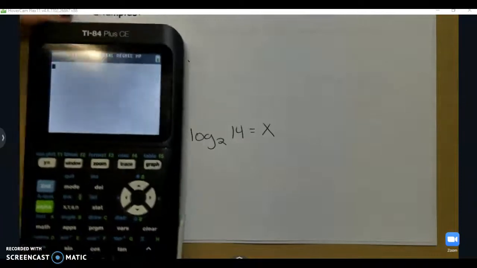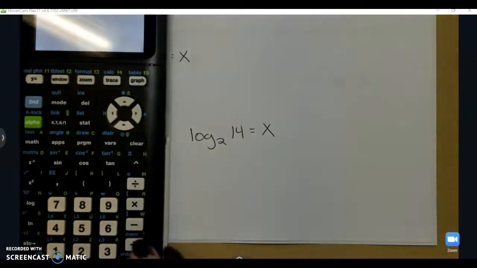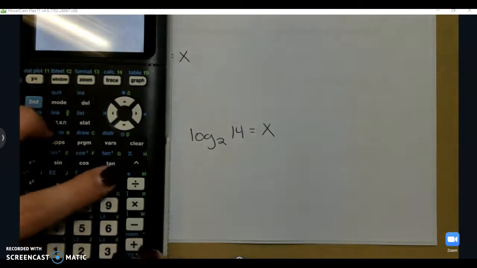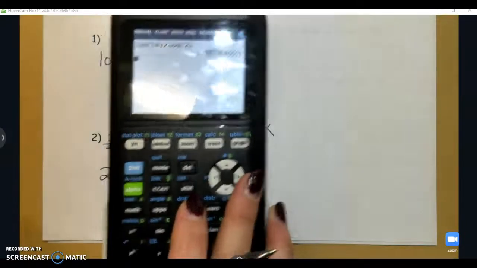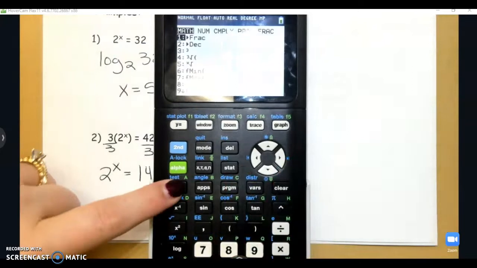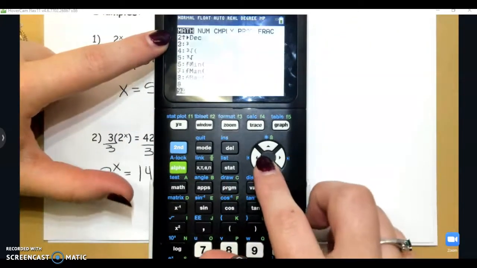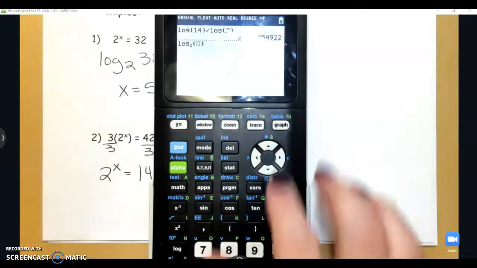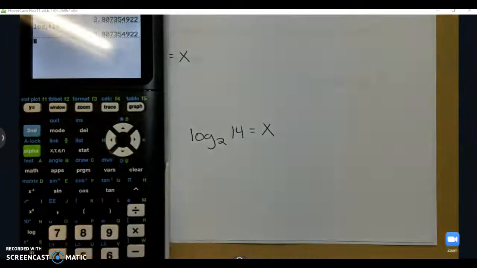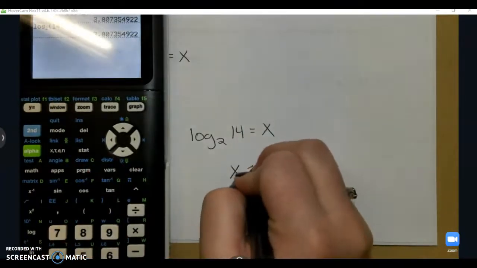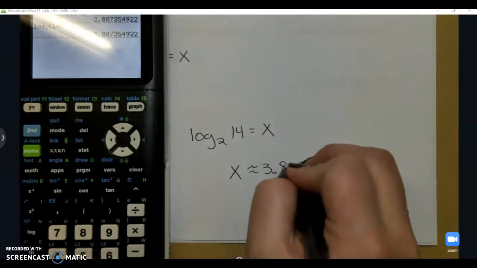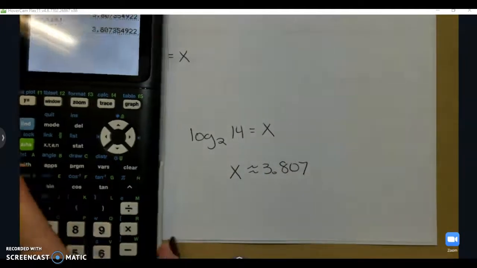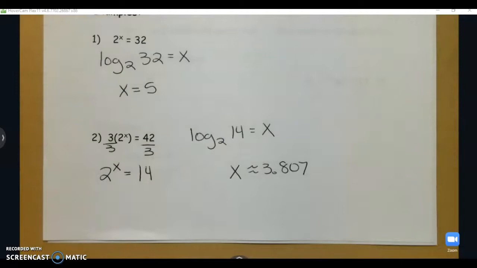Again, we can use that change of base formula we learned earlier, so we could do log of 14 divided by log of 2, or I'm going to show you a new trick. If you go to math and scroll all the way down to alpha A for log base, you can switch that to log base 2 of 14. And we find that x is, and we're just rounding here, about 3.807. So 2 to the 3.807 power gives us 14.